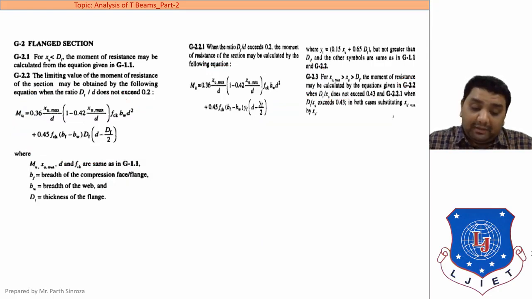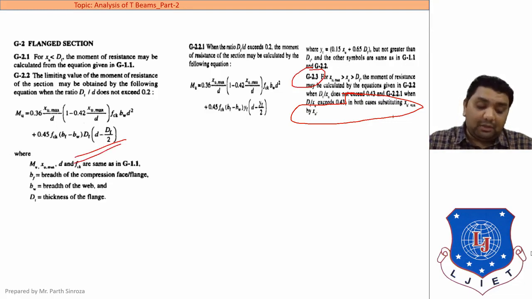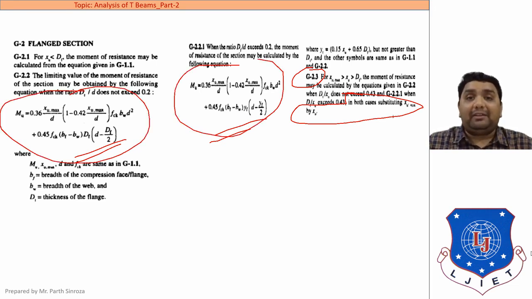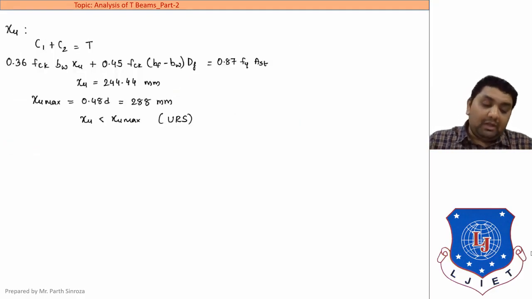So see it again. It is mentioned that in both cases we substitute XU max by XU. Means if we are using G 2.3, then we will be using either this equation or this equation. But for the G 2.3 case, we will be substituting in both cases XU max by XU. So in the equation, the value of XU max will be substituted by the term XU. We will see in this sum how it is related. So moving further, to find XU.